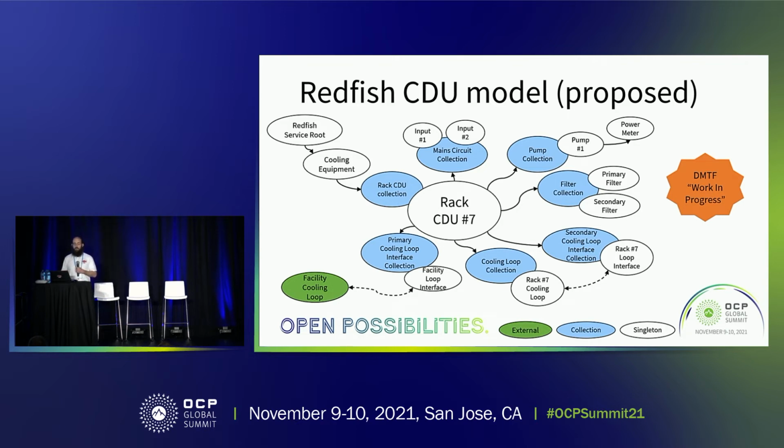Additionally, there's internal componentry that might be of use to be monitored, such as pumps within the CDU and filters. So you have different types of resource collections to show those different types of components. Maybe there are metrics associated with them that we need to care about, such as a filter being too dirty. Maybe it's going to raise an alarm that you need to replace the filter.